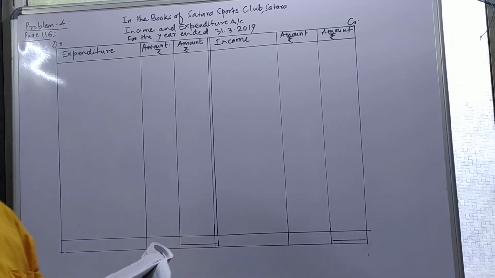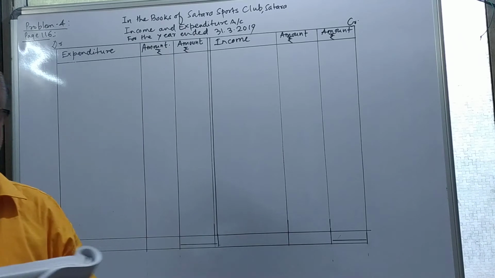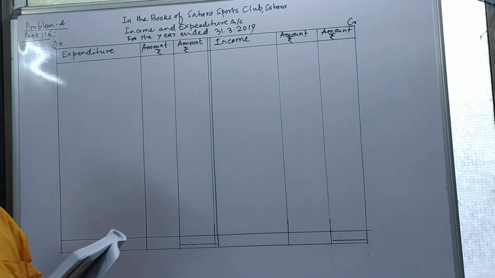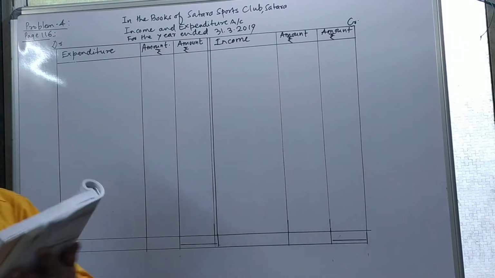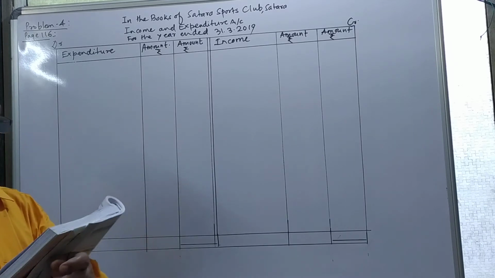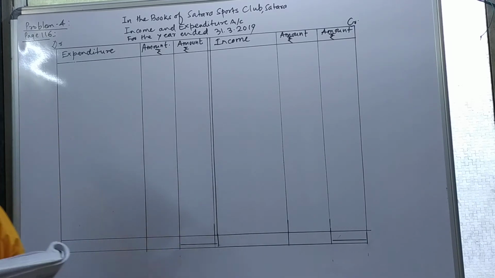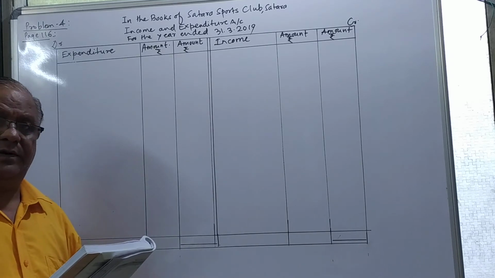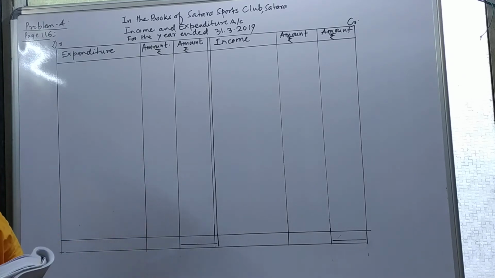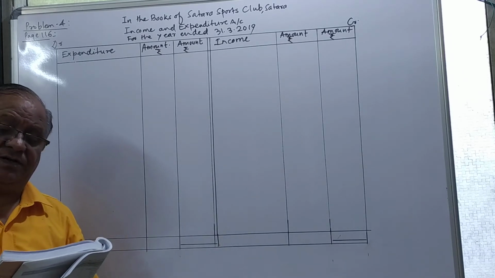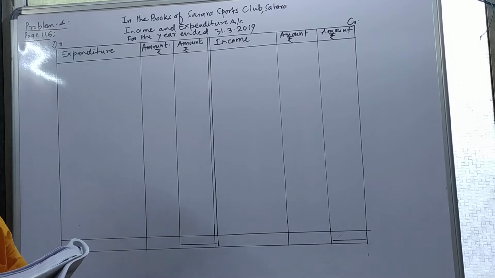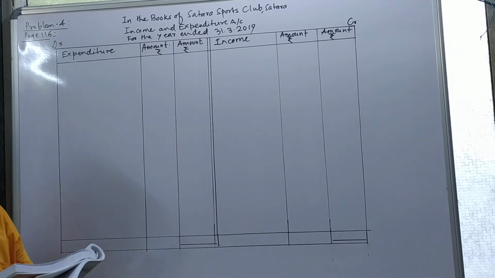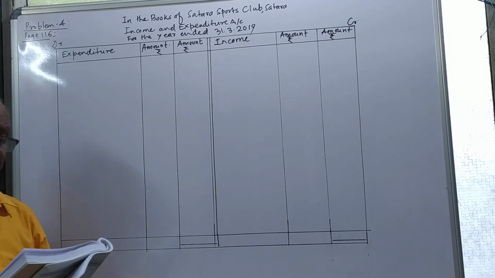So friends, we'll see today the unsolved problem on page number 116 in the board's book. The problem asks us to prepare the income and expenditure account only, but in the examination they can ask the problem on both grounds. They can ask you to prepare the income and expenditure account and the closing balance sheet. Here they only ask us to understand what the income and expenditure account is and how to prepare it.